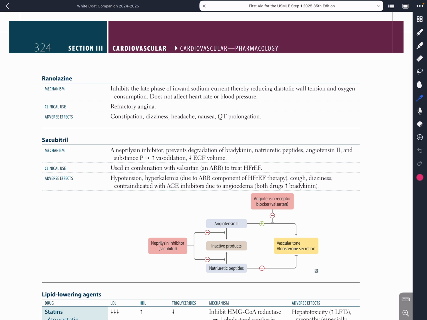Adverse effects of ranolazine include constipation, dizziness, headache, nausea, and QT prolongation. QT prolongation is a whole other video and topic to discuss, but just remember in short that ranolazine decreases contractility by inhibiting the late phase of inward sodium current, thereby reducing diastolic wall tension, and it increases QT prolongation. Other adverse effects are constipation, dizziness, headache, nausea.